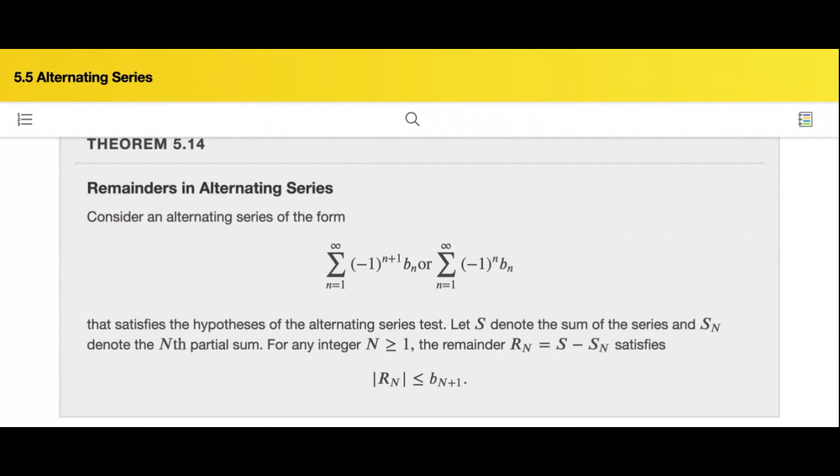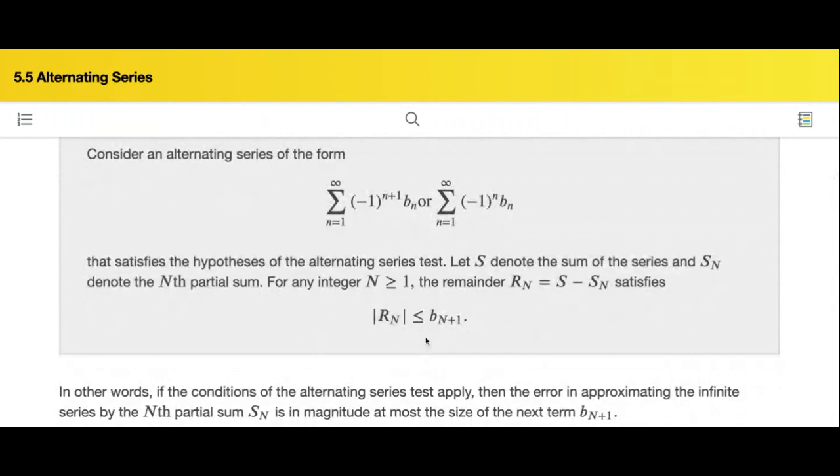Let's see this theorem. It's called remainders in alternating series. Consider an alternating series of the form, with first term positive or first term negative, that satisfies the hypothesis of the alternating series test. Let S denote the sum of the series and Sn denote the nth partial sum. For any integer n greater than or equal to 1, the remainder Rn equals S minus Sn, and the absolute value of the remainder is less than or equal to the n plus 1 term, just ignoring the negative sign.